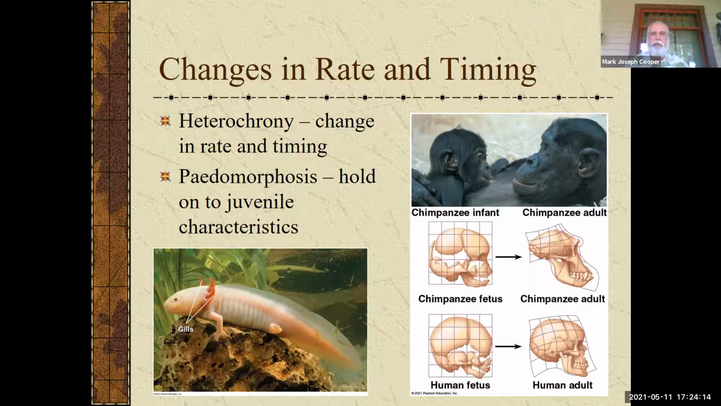The other idea is paedomorphosis, and this is when you have an adult that actually holds on to juvenile characteristics, and we're seeing that on the bottom. This is a salamander, and typically these guys would crawl out of the water, and that's usually driven by food. Well, it turns out if there's enough food in the water, why leave? And so what happens is they don't lose their gills, and they just stay in the water. And so again, they look quite a bit different than a regular salamander. And these are different ways that you can change body form: rate and timing.